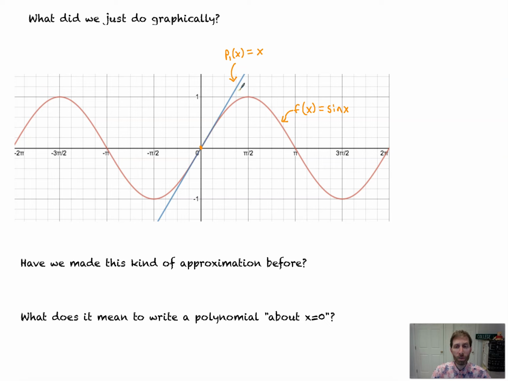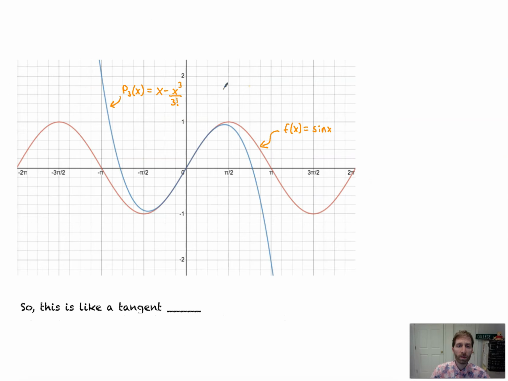So we could use that to approximate values on here's sine of x. So what does it mean to write a polynomial about 0? Like I said, it's like your point of tangency. All right, now what happens when we got our next term? We end up with x minus x cubed over 3 factorial. So you want to start to visualize this as if you're building something, getting more and more accurate. So here's your point of tangency. And this is almost like you have a tangent cubic polynomial. It's the way that I like to look at it.